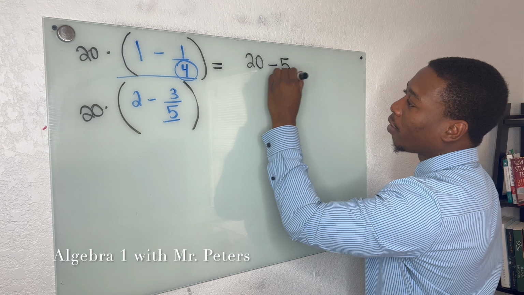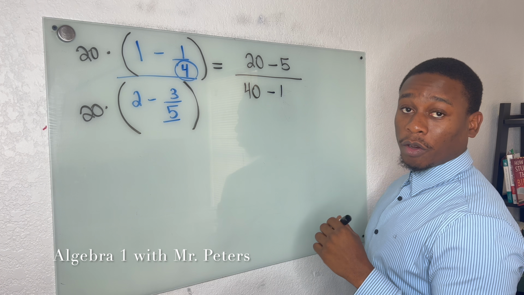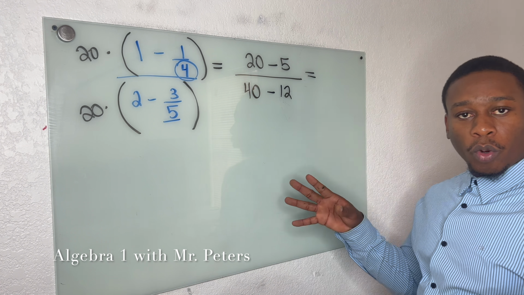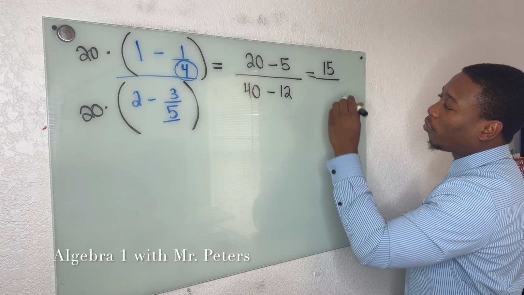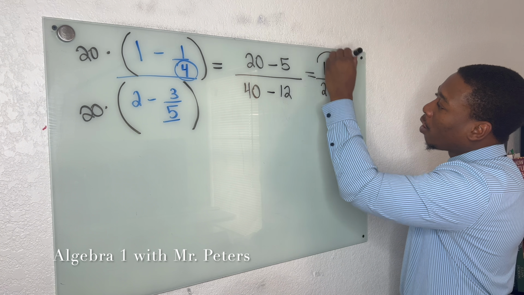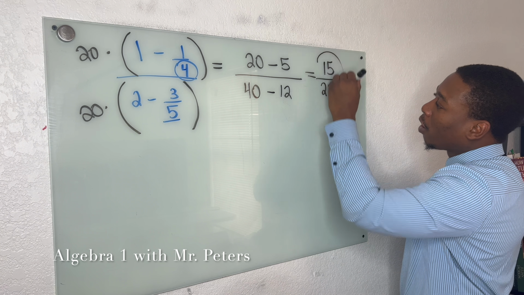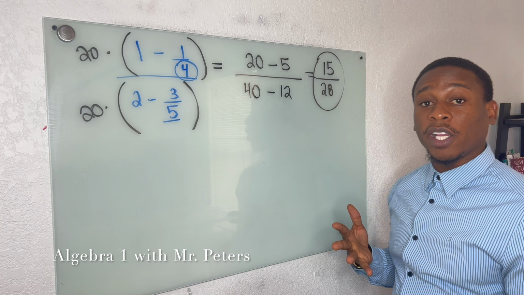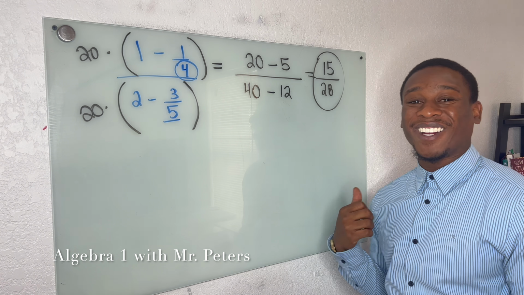When we go on the bottom side, 20 times 2 gives us 40. And then 20 times 3 is 60. 60 divided by 5 is going to give us, oh, I'm sorry, not 15. It should be 12. So sorry, guys, 12. All right. So now we got rid of the fractions. We can now just simplify. So we're gonna have 15/28. And when we check this fraction, there is nothing that we could divide both top and bottom number by to simplify this fraction. So this will be our correct answer.